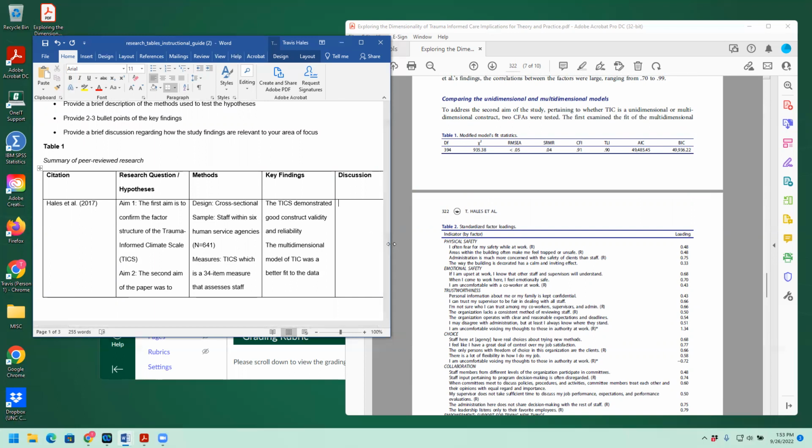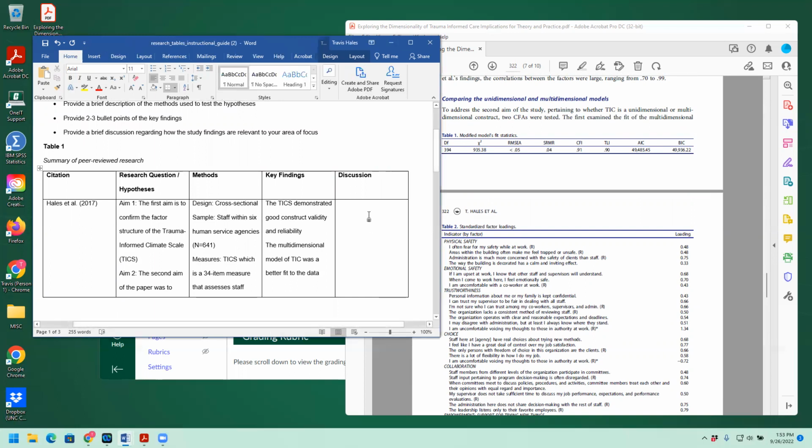And then lastly, we want to complete a discussion section. And here is where you want to discuss how these key findings can inform social work practice within your area of focus. So one key discussion point here is that the TICS is a valid and reliable instrument to be used in trauma-informed research.